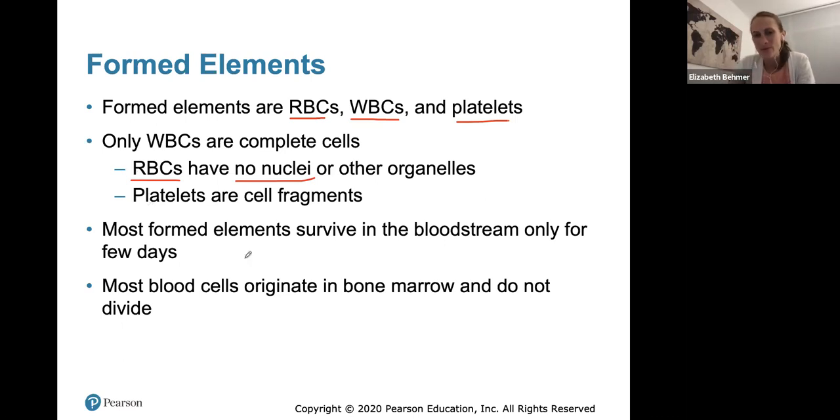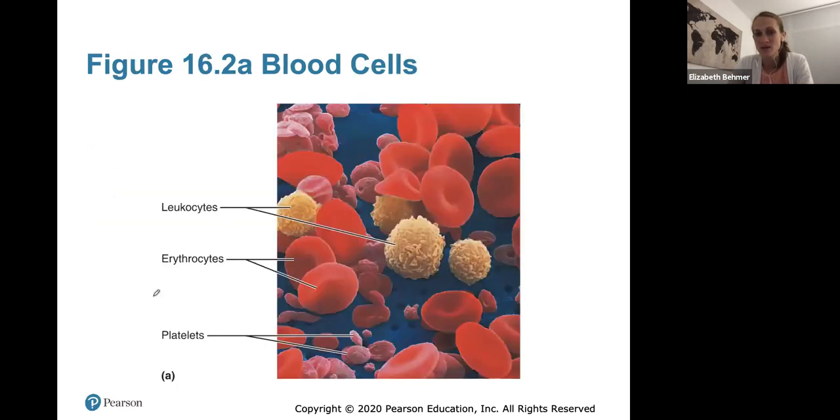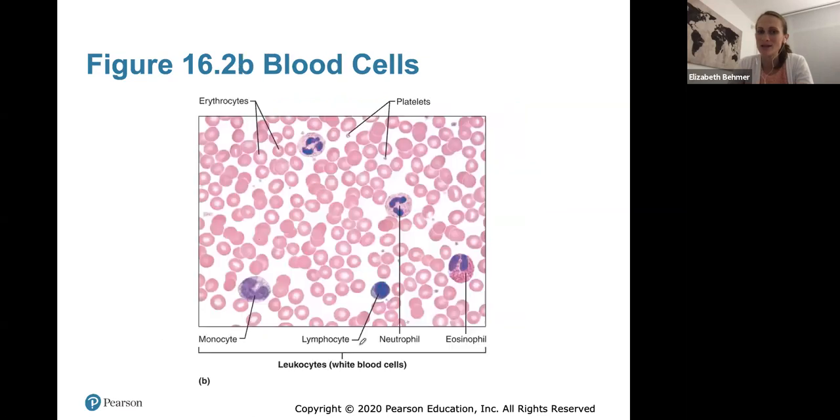Most of your formed elements survive in the bloodstream only for a few days, and most of all of your blood cells originate in the bone marrow and never divide. So here's just a look at blood cells underneath a microscope. The red blood cells will be these biconcave reddish cells with no nucleus. The leukocytes will be larger, whiter colored, and then the platelets are the smaller cell fragments that help with forming a blood clot.